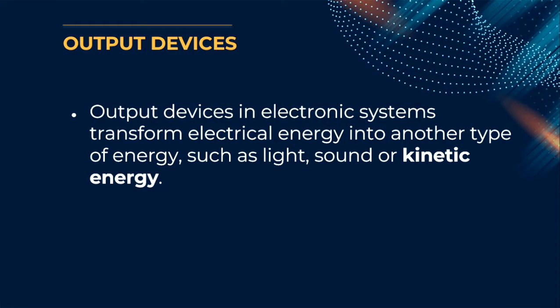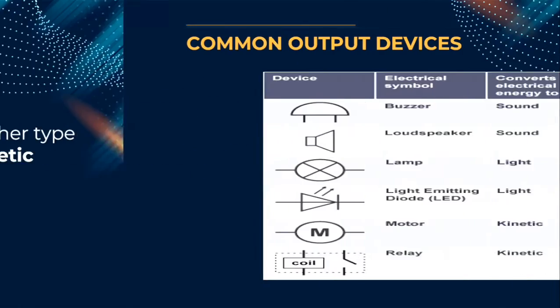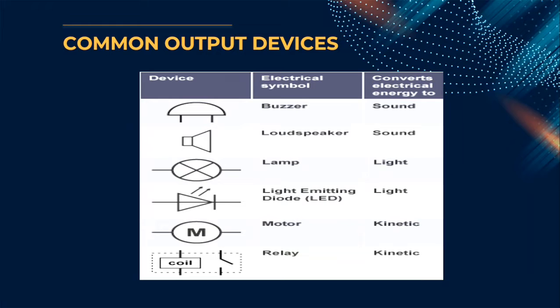Output devices. Output devices in electronic systems transform electrical energy into another type of energy such as light, sound, or kinetic energy. So these are the common output devices. We have the buzzer. It converts electrical energy to sound. Loudspeaker. It converts electrical energy to sound. Lamp. It converts electrical energy to light. Light-emitting diode or LED. It converts electrical energy to light. Motor. It converts electrical energy to kinetic. And lastly, we have the relay and it converts electrical energy to kinetic.